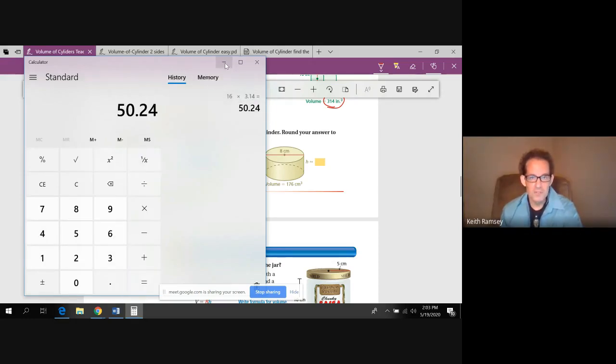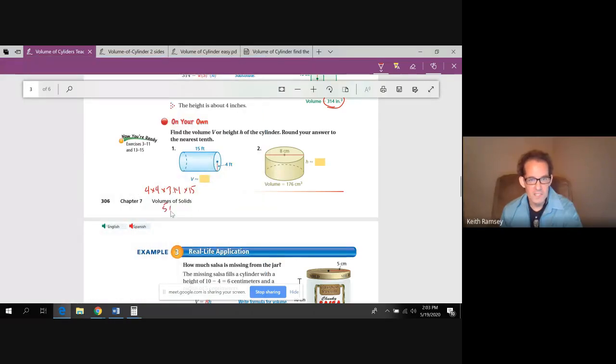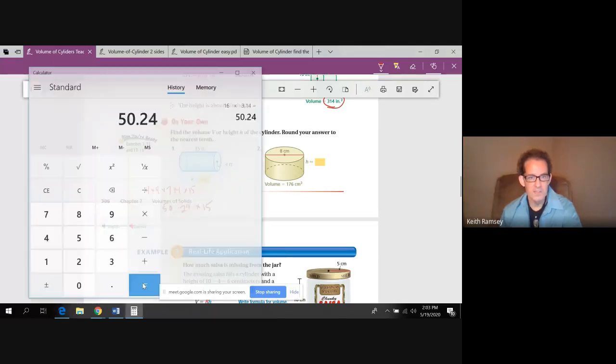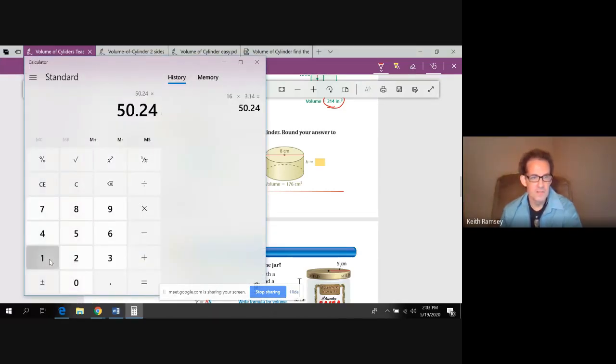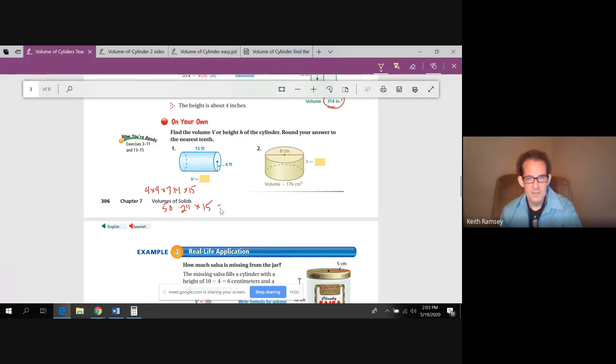equals 50.24. So I'm going to write 50.24 times the height, times 15. So let's find out what that is. Times 15, I get 753.6. Now we would label this, the units are feet. We'd say feet cubed, again, because it's three-dimensional. You're finding the space inside.